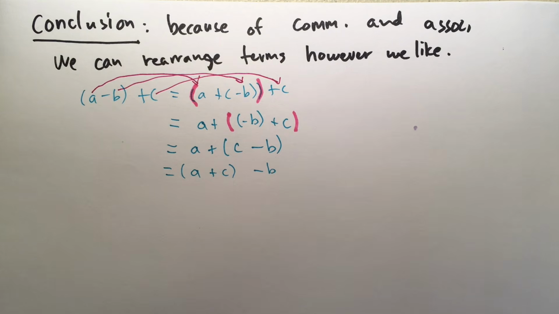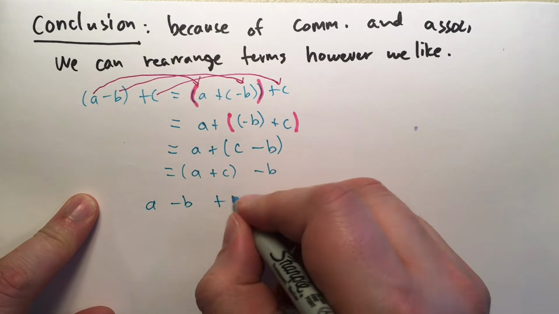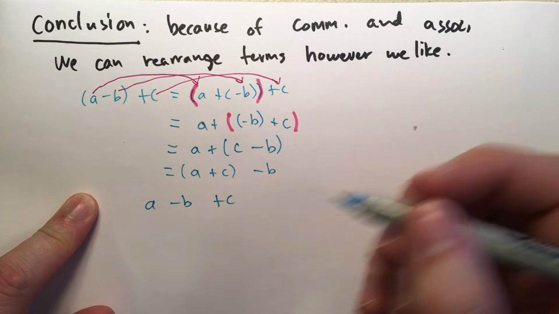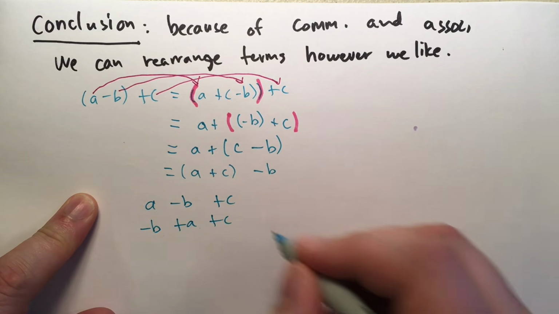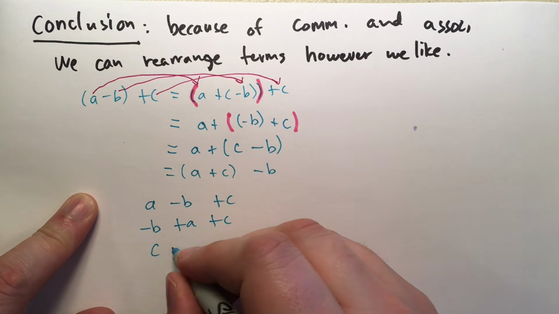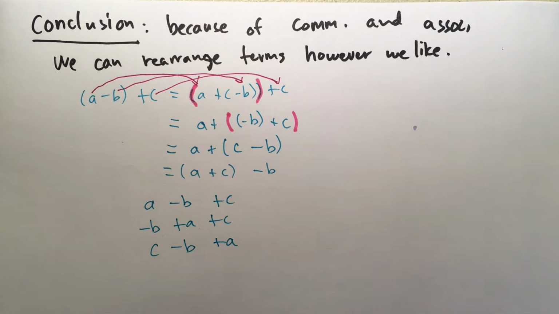And for this reason, we don't use parentheses too often. We just write it out like this. We would just write this formula out as A minus B plus C. Or, we can choose another term. We can start with minus B, add the A, add the C. Or we can start with C minus B plus A. Doesn't matter. We can arrange those however we like, thanks to associativity and commutativity.